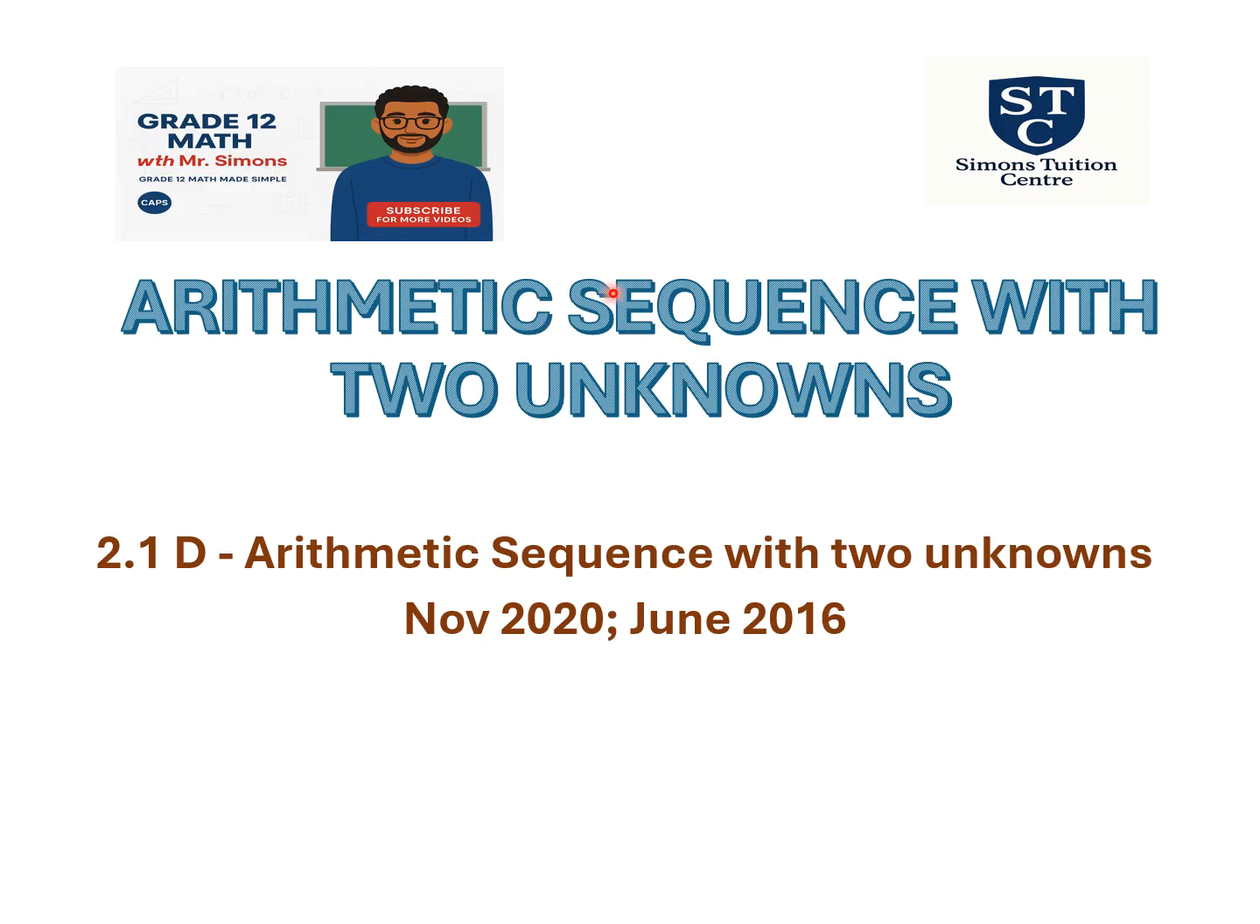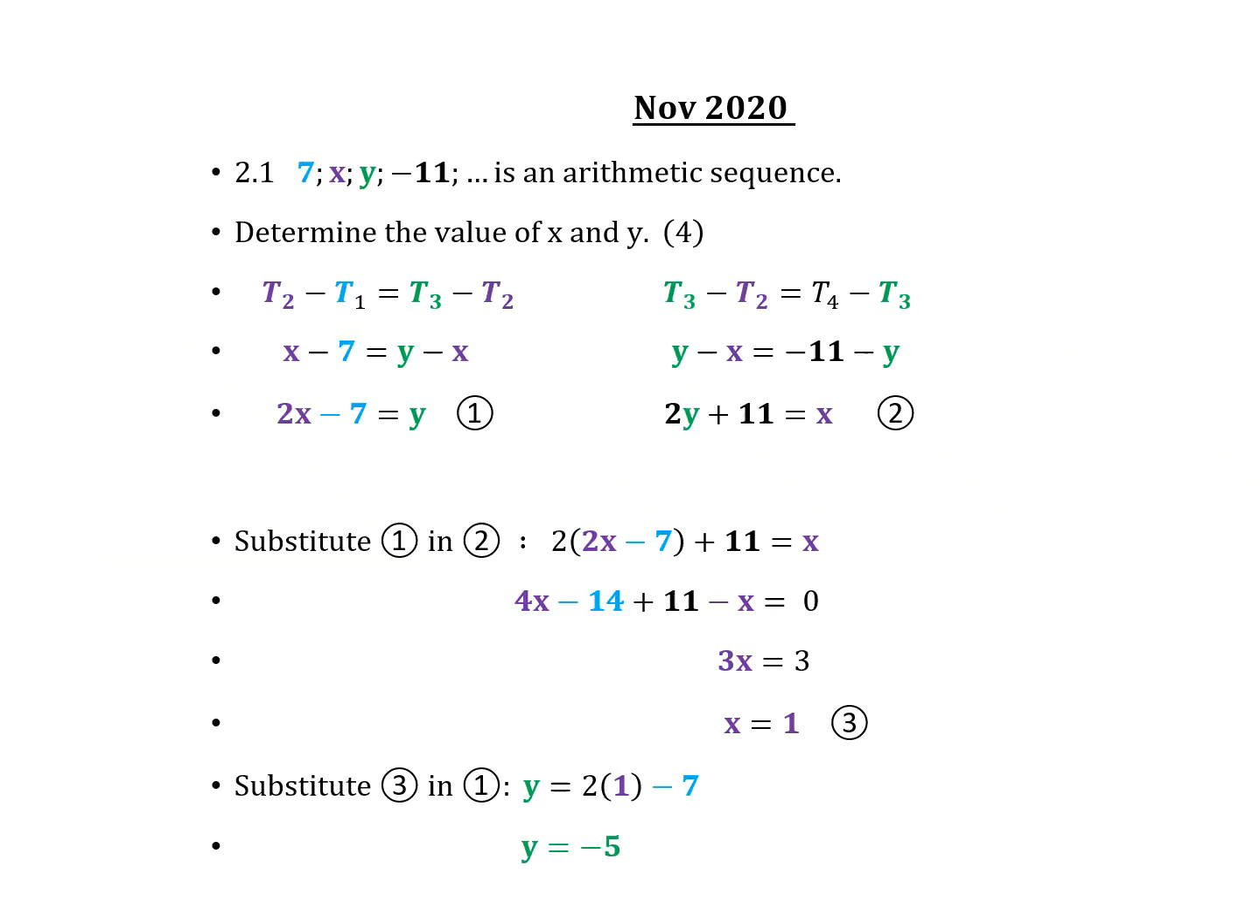Right, so here we look at the arithmetic sequence with two unknowns. When I say two unknowns, we're going to test your knowledge of simultaneous equations. So we're looking at November 2020 and June 2016. Right, so let's look at the first question and its solution.